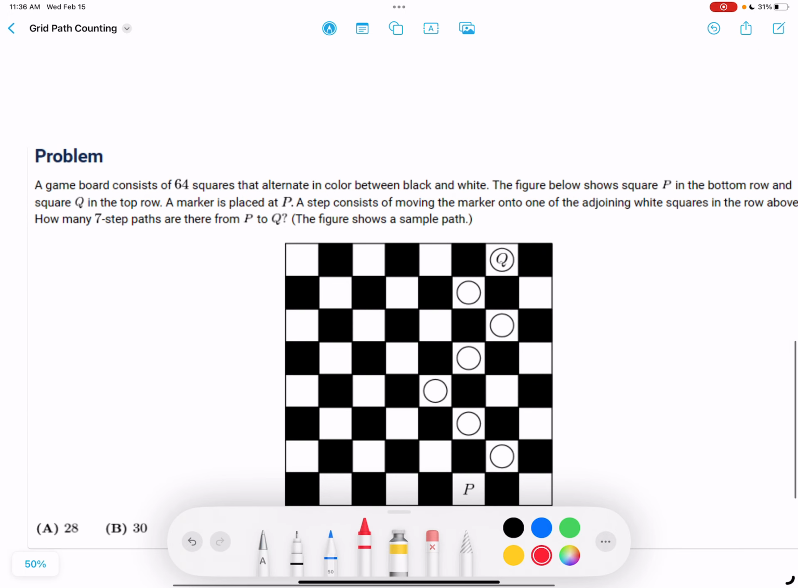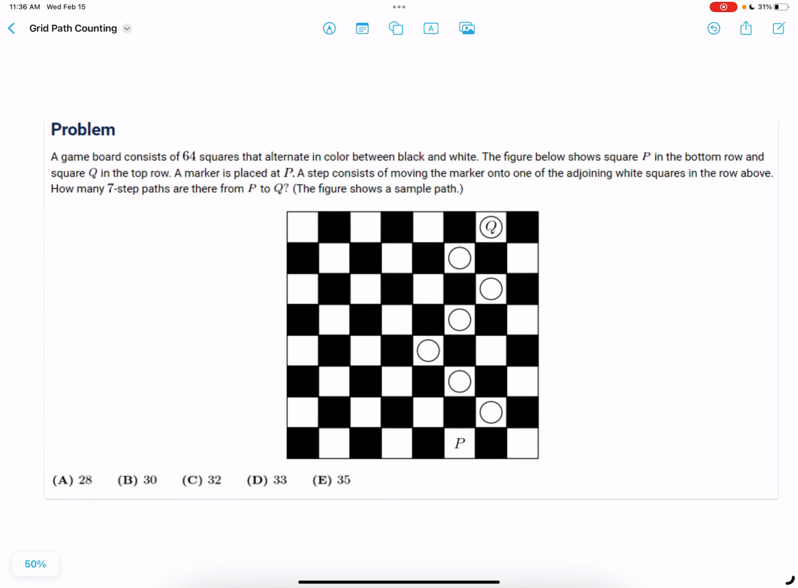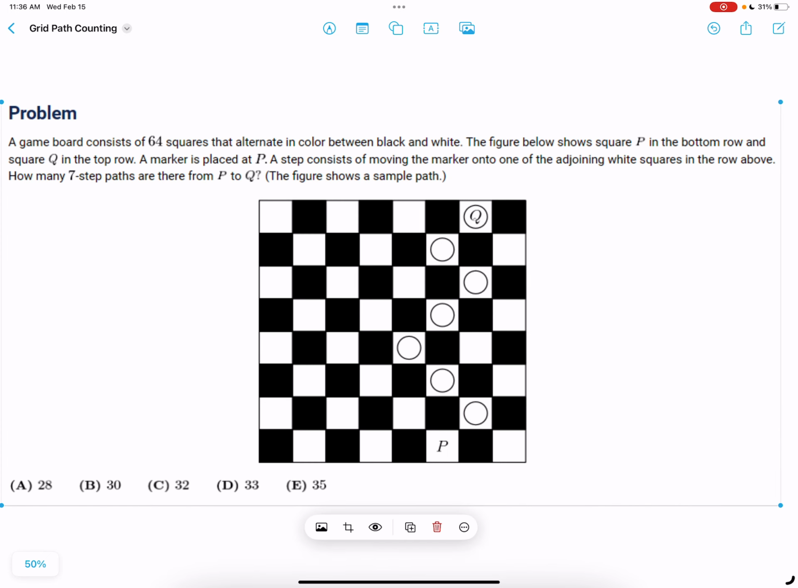And there are also some other problems. This is one of the previous AMC 8 problems where there's a checkerboard and it's asking us to count the possible paths from P to Q. The problem says a game board consists of 8 by 8, 64 squares that alternate in color between black and white. The figure below shows square P in the bottom row, and square Q on the top row. A marker is placed at P.